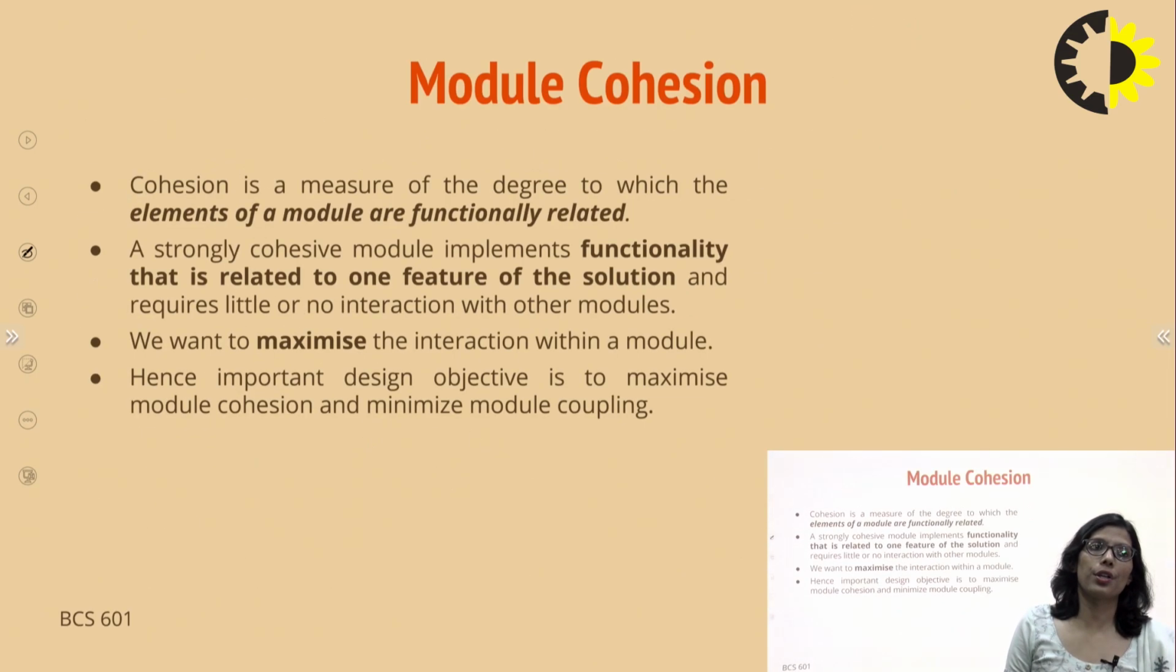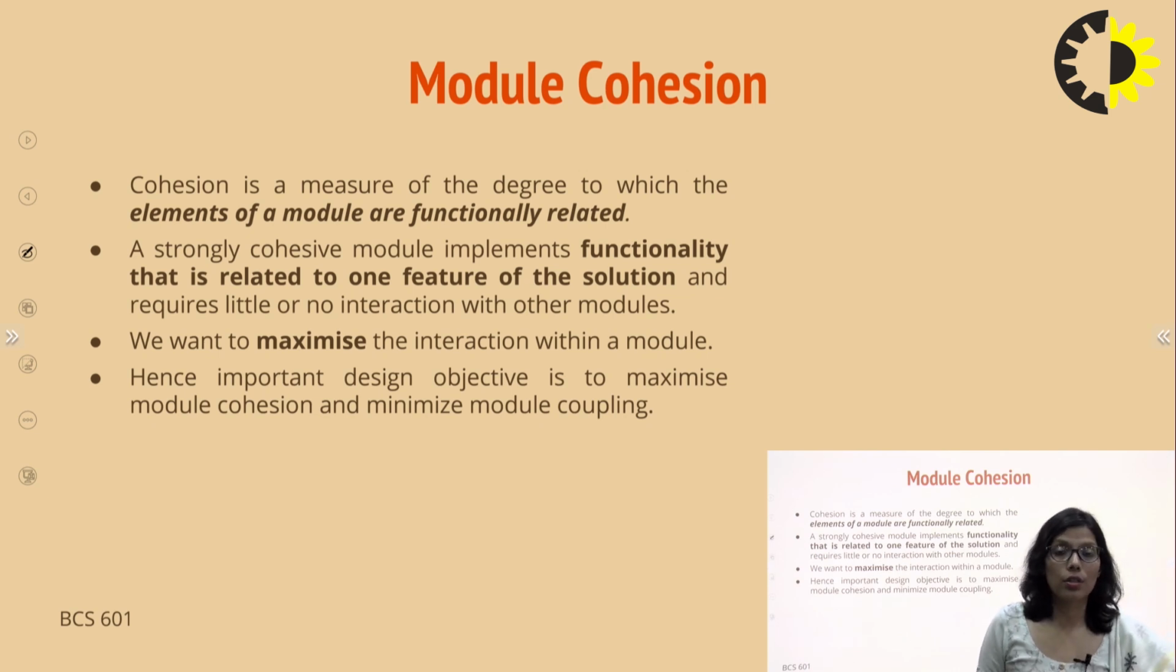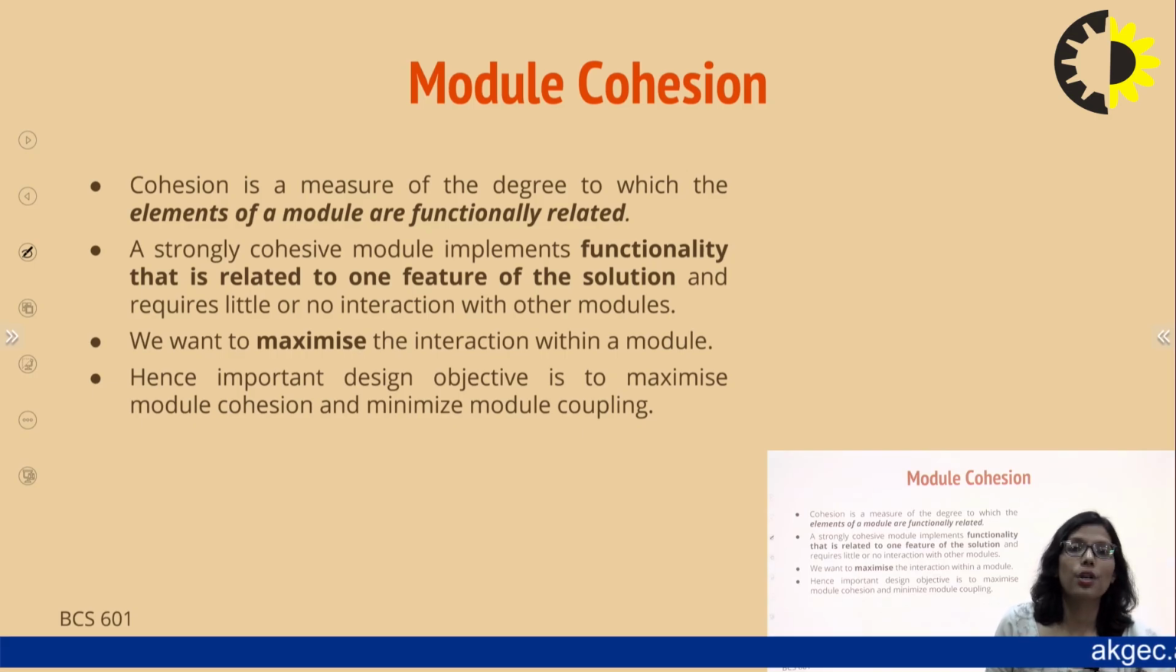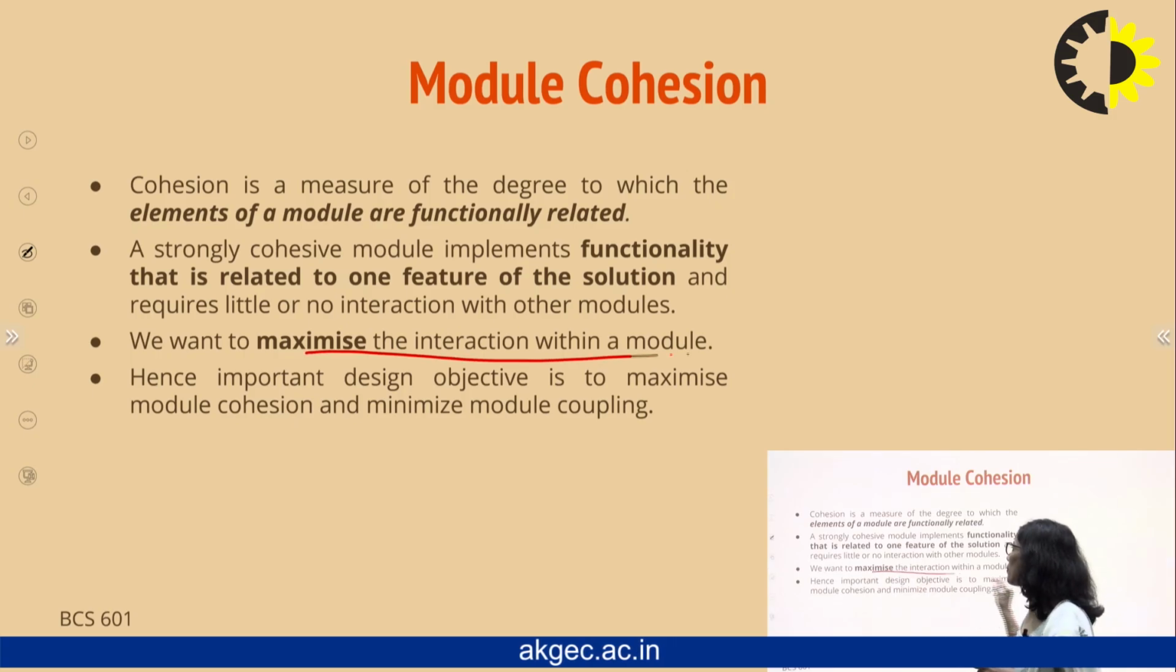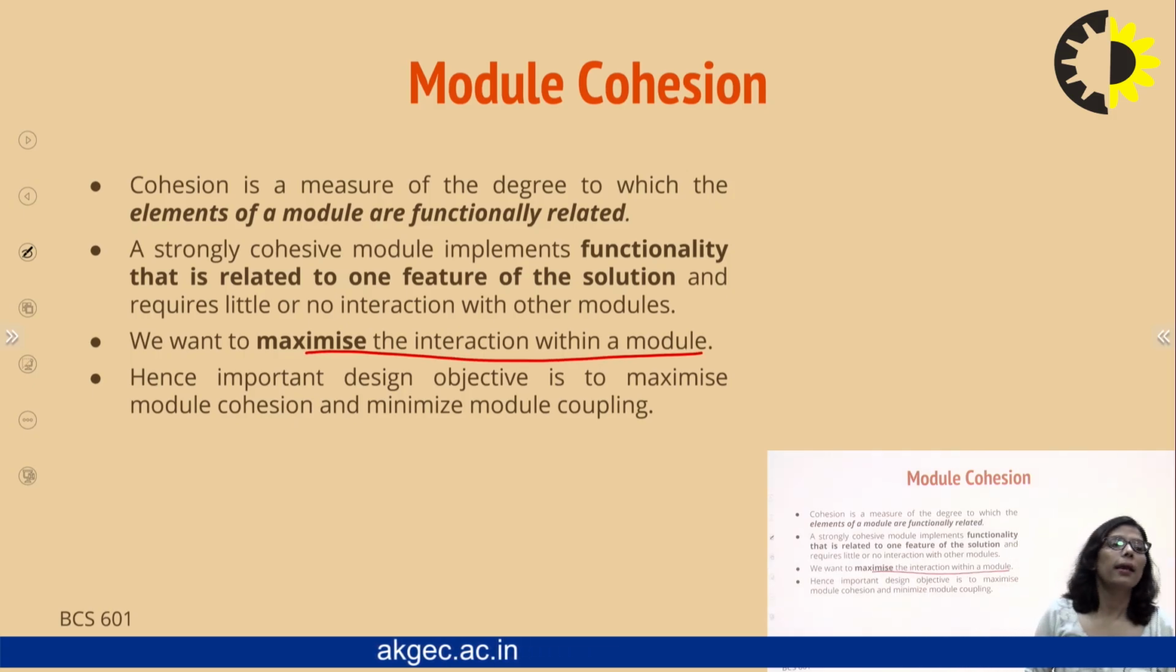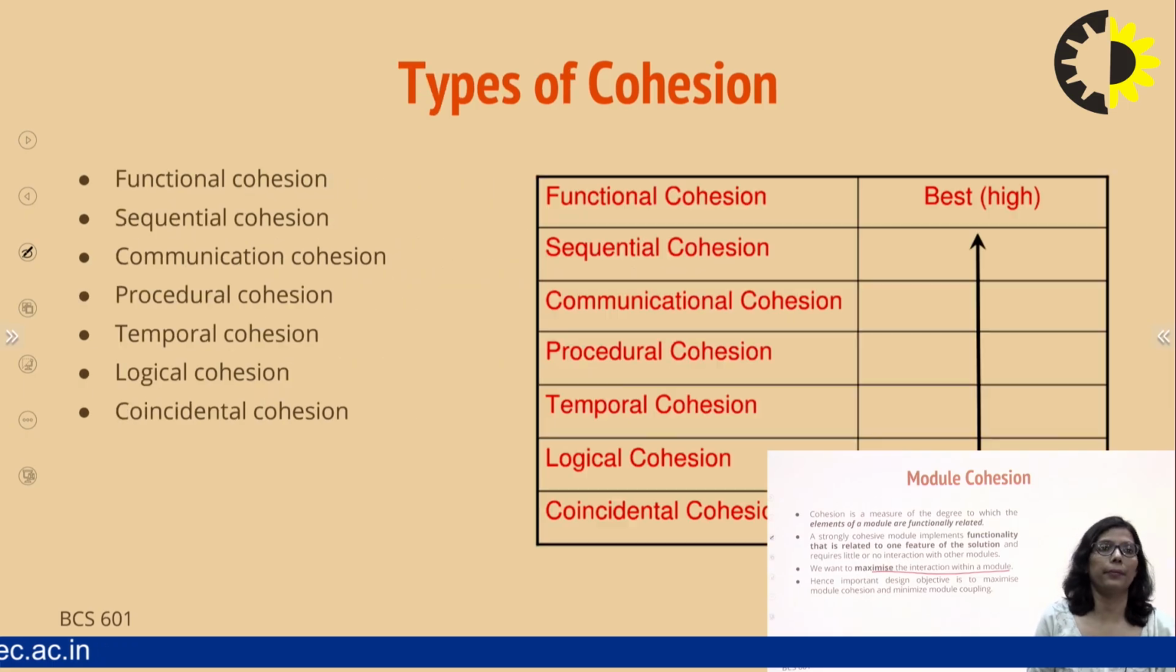Next is cohesion. Now cohesion says, I have my modules, I have some elements in my modules, and how these module elements are related to each other. So according to a design strategy, we should have high cohesion. All those elements which are present in one module should be functionally related to each other. So we have to maximize the interaction within a module. Hence, an important design objective is to maximize module cohesion and minimize module coupling.